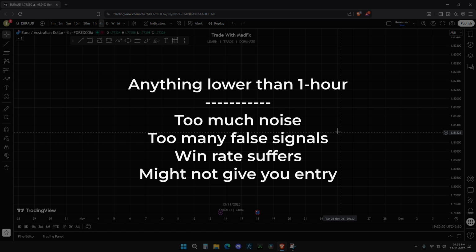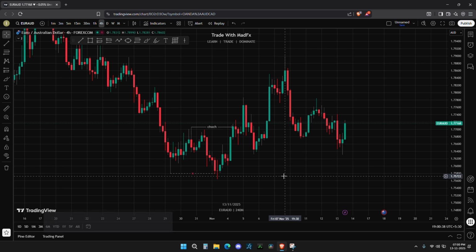I like to keep things simple. I want clean, high-probability setups that align with the bigger picture, and I like to stay away from random fluctuations. Let me first show you the entry based on the 4-hour time frame.